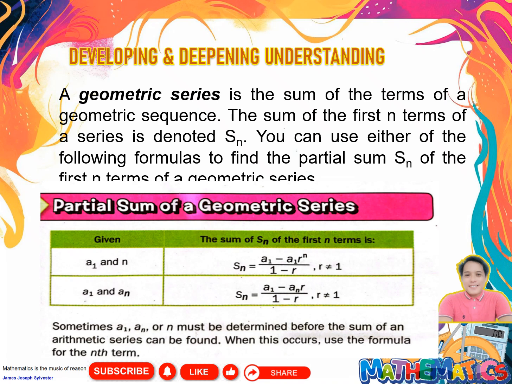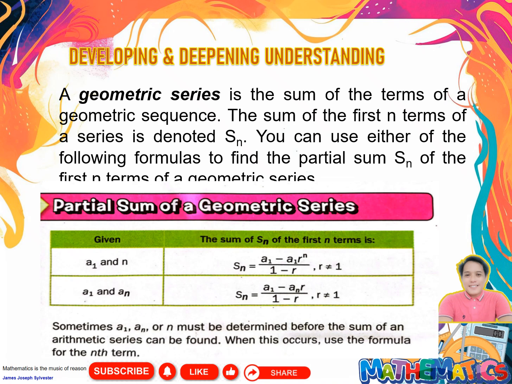Developing and deepening understanding: a geometric series is the sum of the terms of a geometric sequence. The sum of the first n terms of a series is denoted by S sub n. You can use either of the following formulas to find the partial sum S sub n of the first n terms of a geometric series. If the given are A sub 1 and n, the formula we may use is S sub n is equal to A sub 1 minus A sub 1 times R to the n power divided by 1 minus R, where R is not equal to 1.